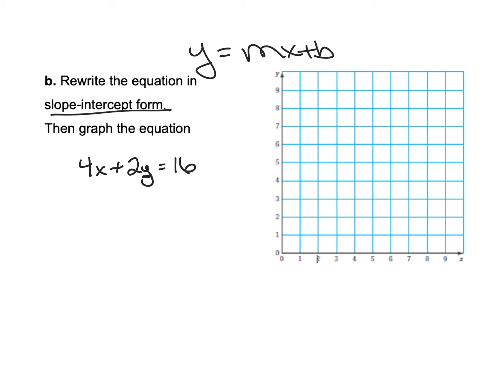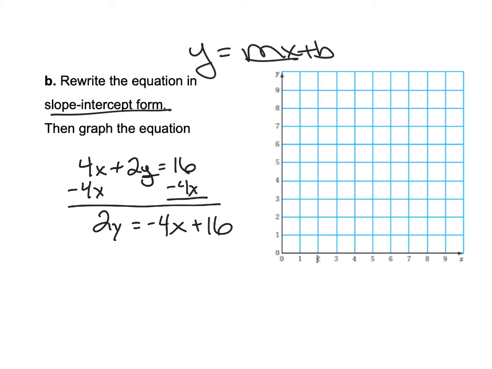So I want to get y by itself. So I'm going to get rid of my 4x first. So I got 2y equals. Now, I'm going to put my negative 4x in front because that goes with my mx. And then it's a positive 16. So technically, I have y equals mx plus b. We're not totally done, but at least it's started in the right form.